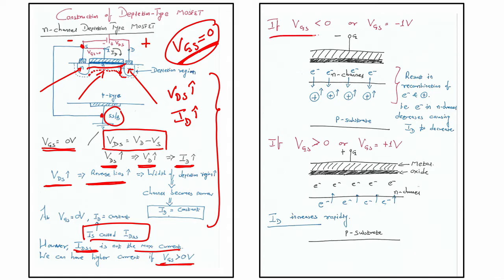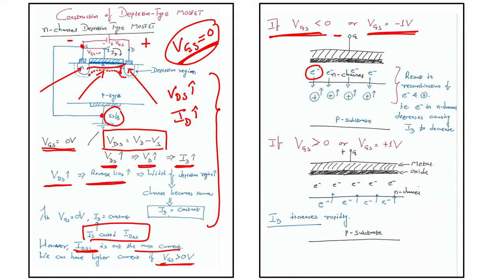Now, if you see the right side of the slide, what do you see? If VGS is less than 0, or let us say VGS is minus 1 volt, that means the gate is negative, right. So, what will happen? The electrons will be pushed down, because the electron is negatively charged and we have applied negative to the gate terminal. So, negative will cause repulsion.